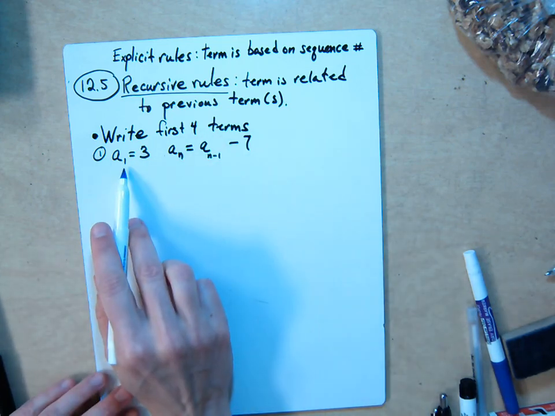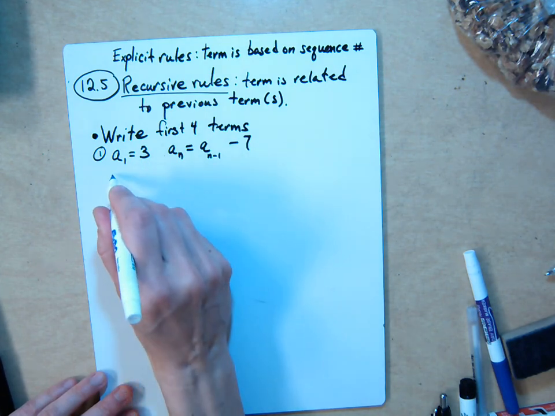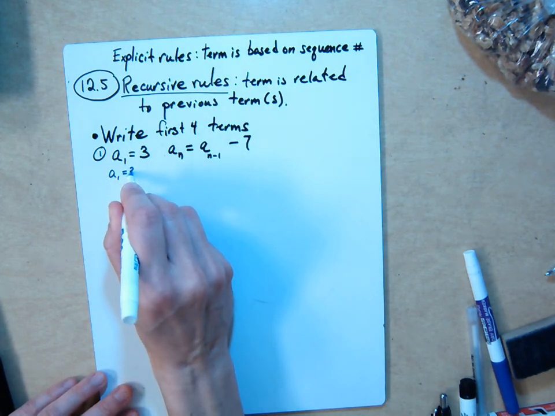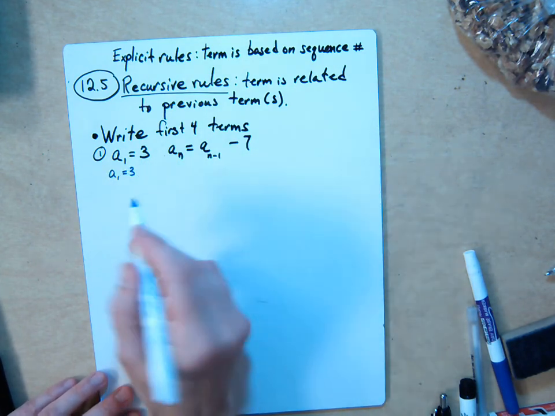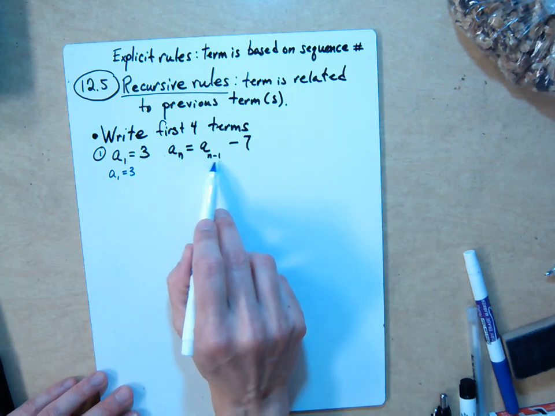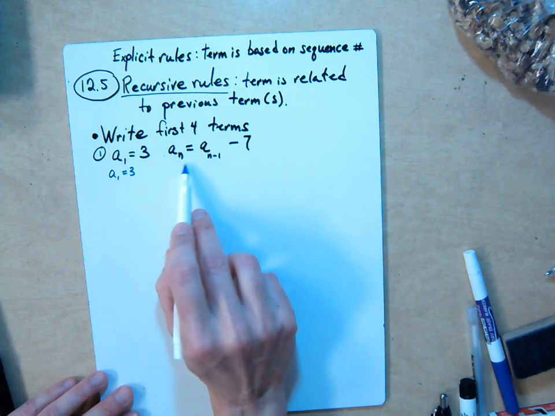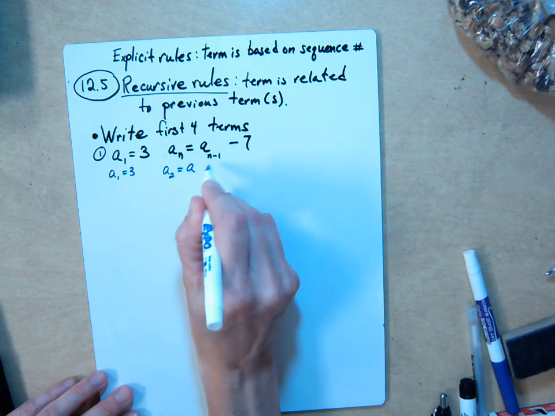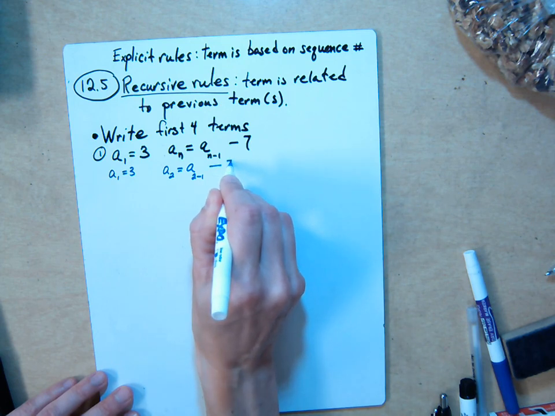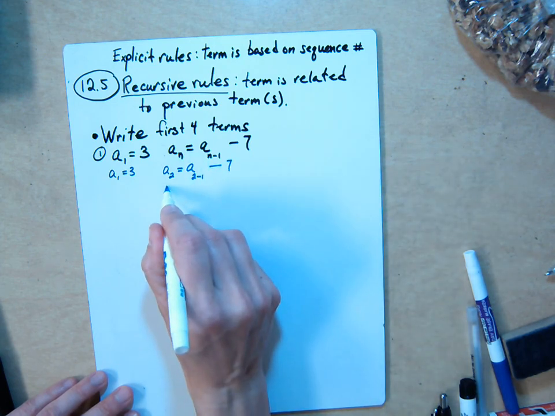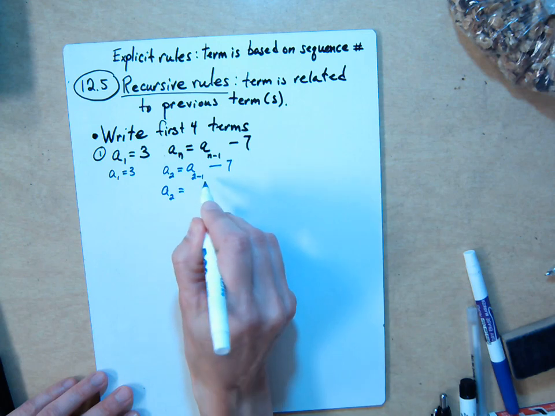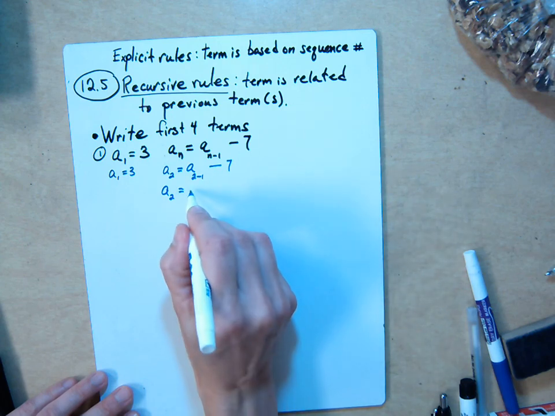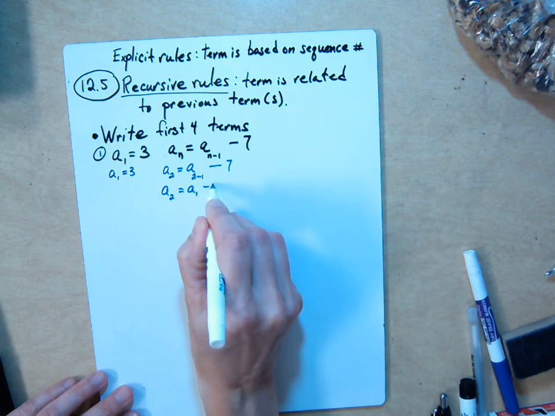So a sub 1, well, it's given. A sub 1 equals 3. We know the first term. We need the first 4 terms. Now watch this. A sub 2, all you have to do is plug 2 in for n into the formula. So a sub 2 equals a sub 2 minus 1 minus the number 7. So that means, well, what is 2 minus 1? Okay, so that means a sub 1 take away 7.